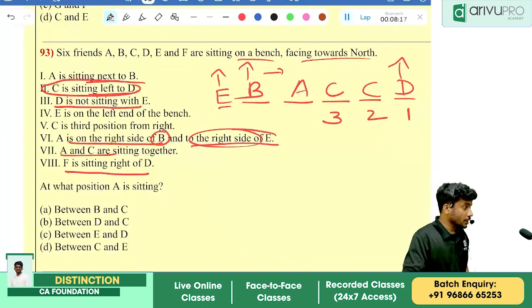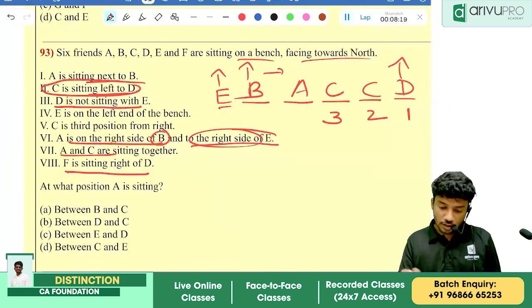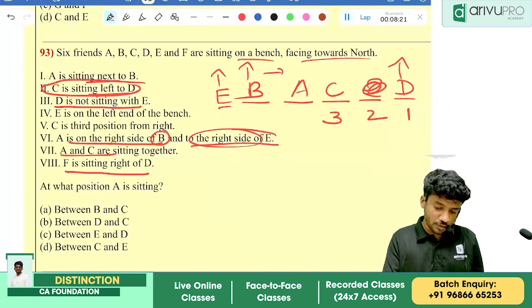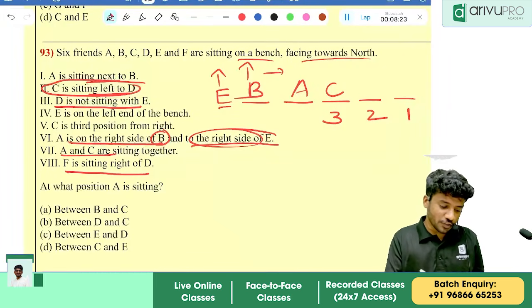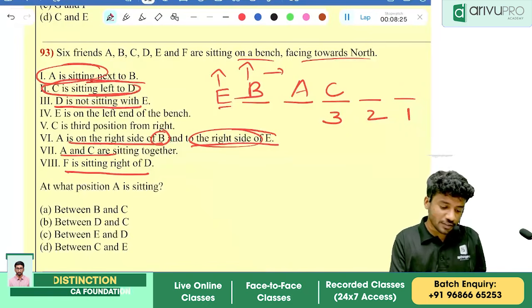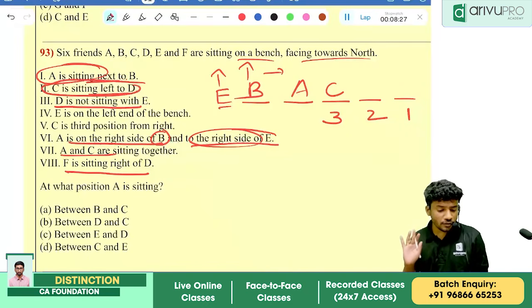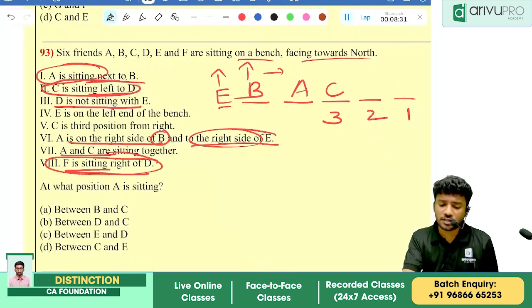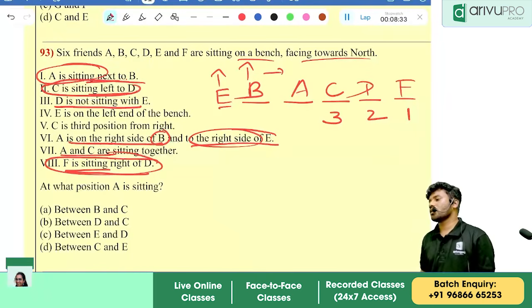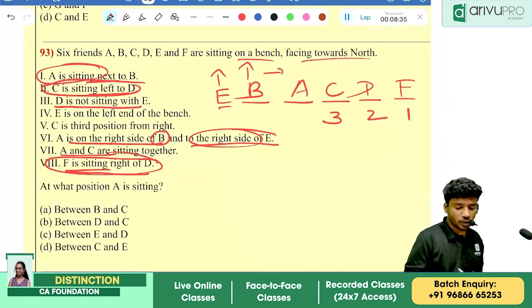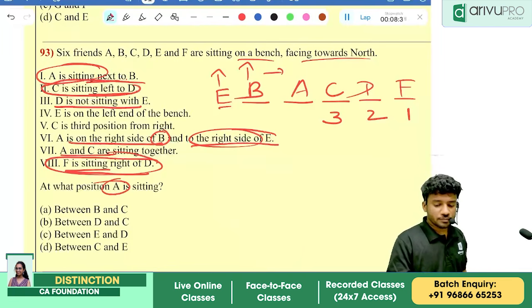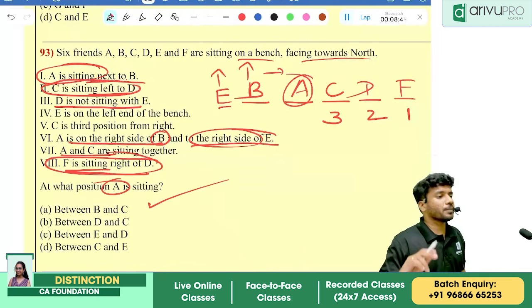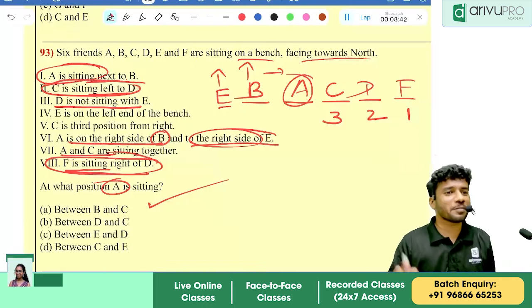One mistake we made. What is the mistake we made? We wrote 2C. Okay. A is sitting next to B. That is also given. What is remaining there? F is sitting right of D. Now the question is, what is the position of A? Between B and C. I know everyone got the answer, but still.